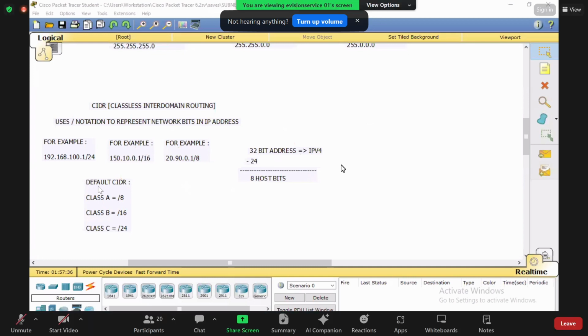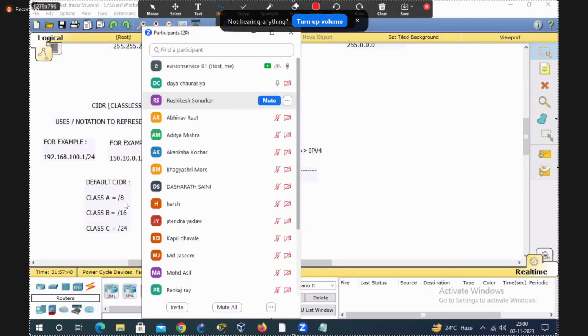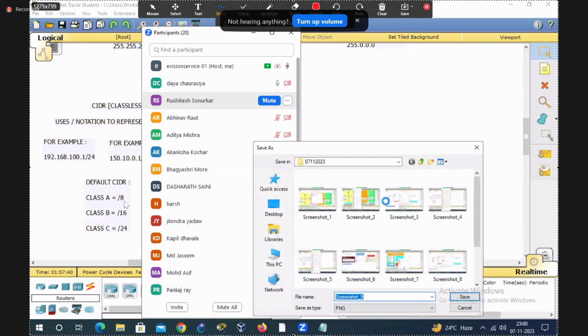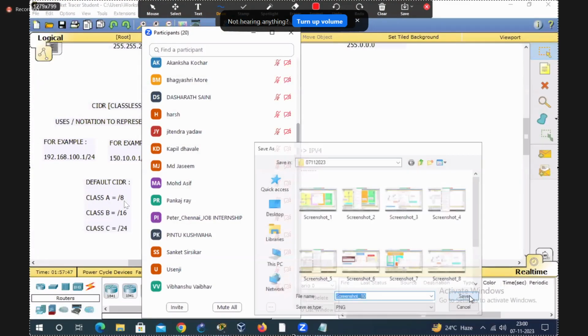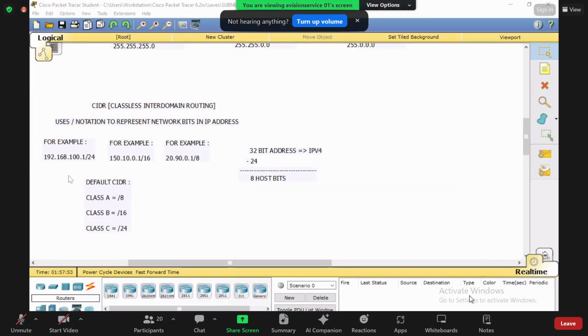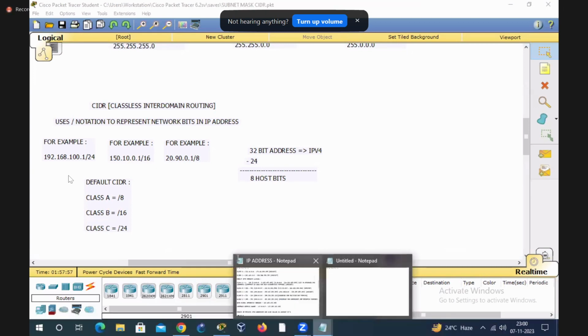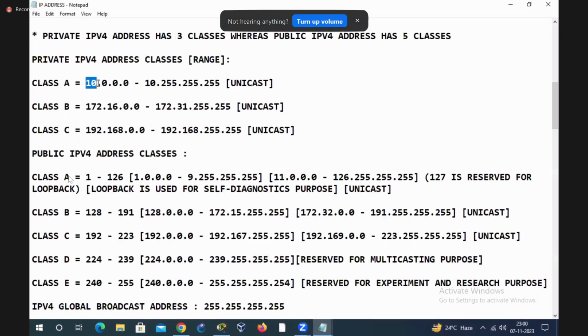Yes, sir, one question. In the public IPv4 address class A, it goes 1.0.0, then 9, and then 11. Sir, where is 10? 10 is reserved, it is coming in private, right? You can see that in between 9 and 11, your 10 is coming in private, free of cost. Okay, now I got the logic.